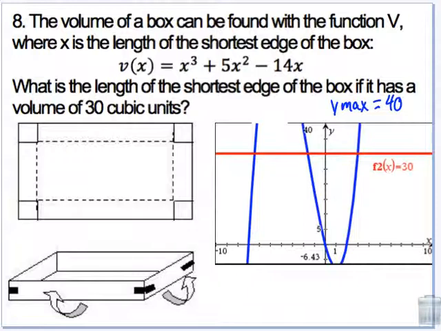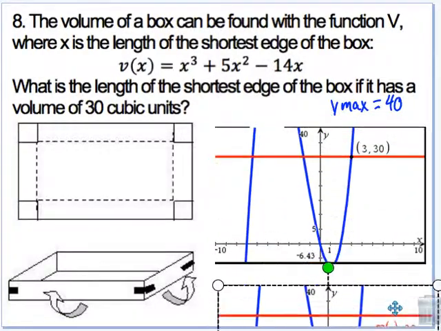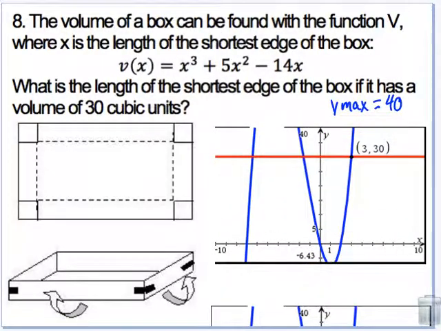All right, and then notice we have 3 intersecting points here, here, and here. Which one do you want? Well, for this problem situation, we want the first positive solution that's right here. When we plug that in, we find out that we get a volume of 30 when our x is 3.